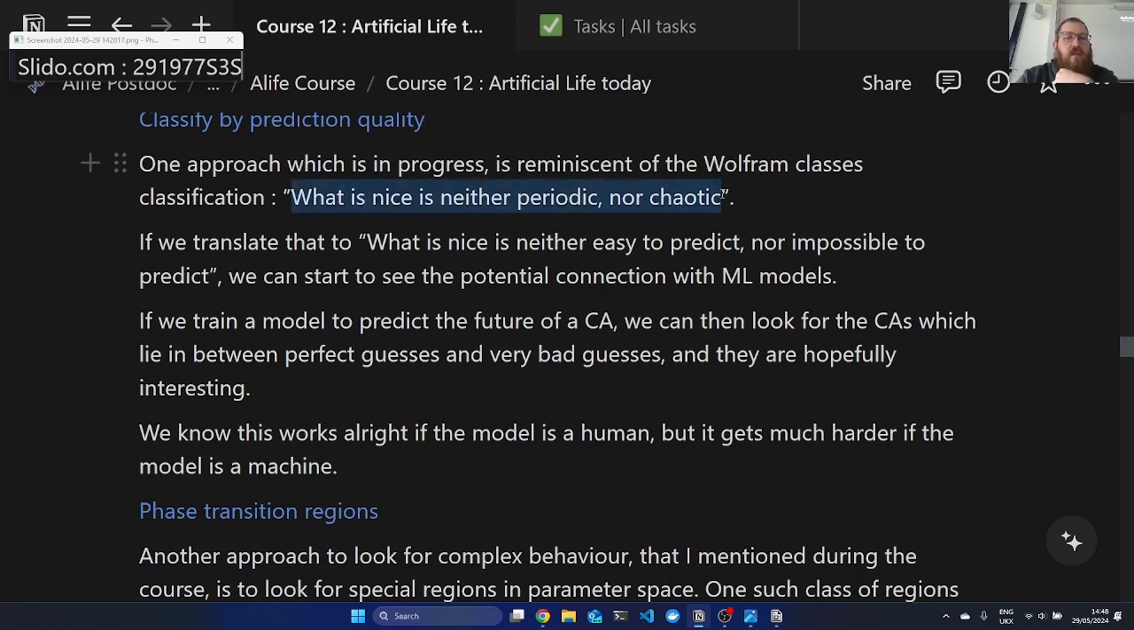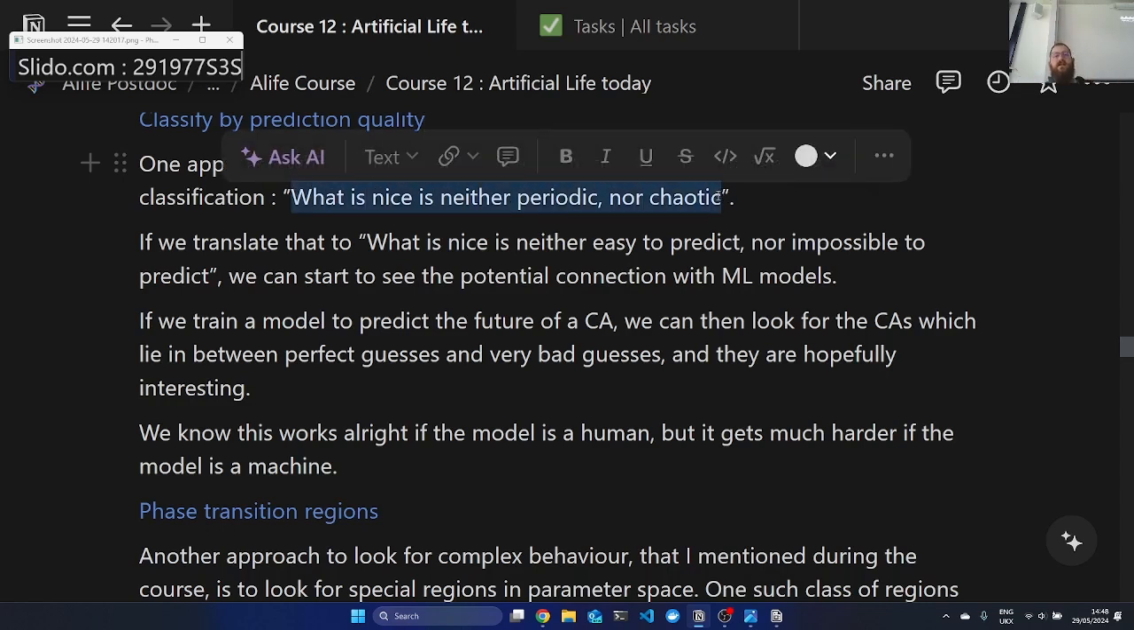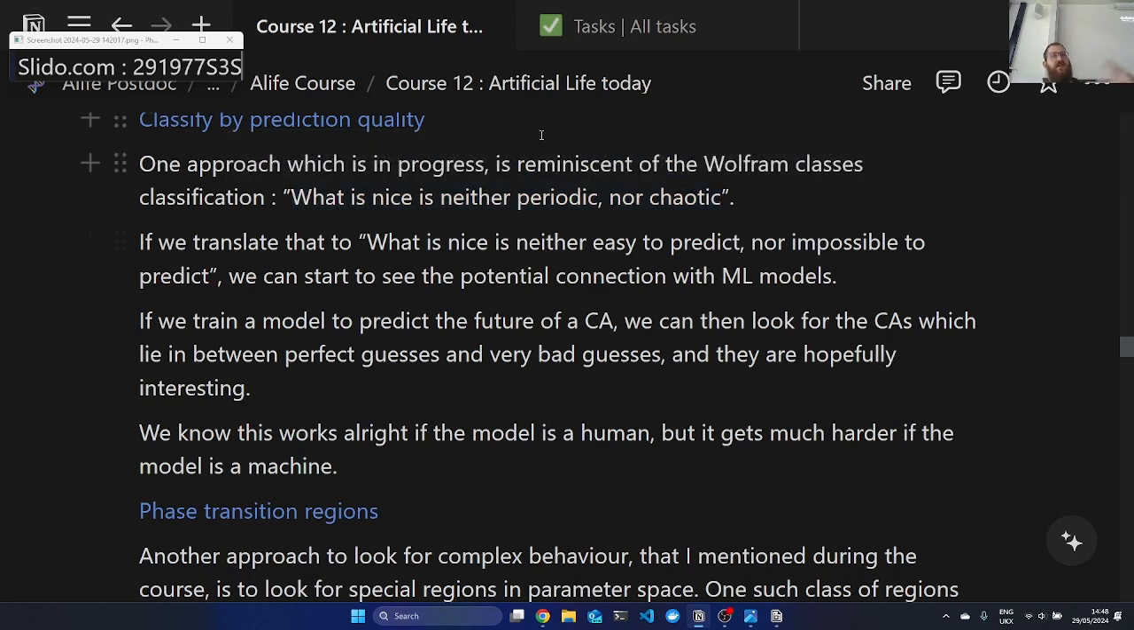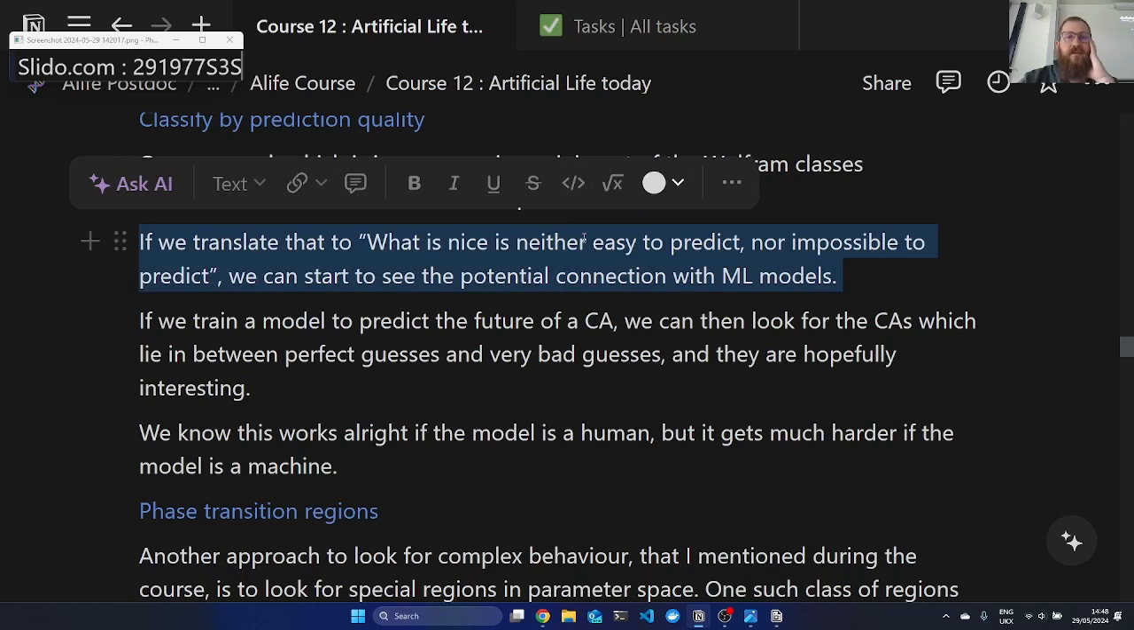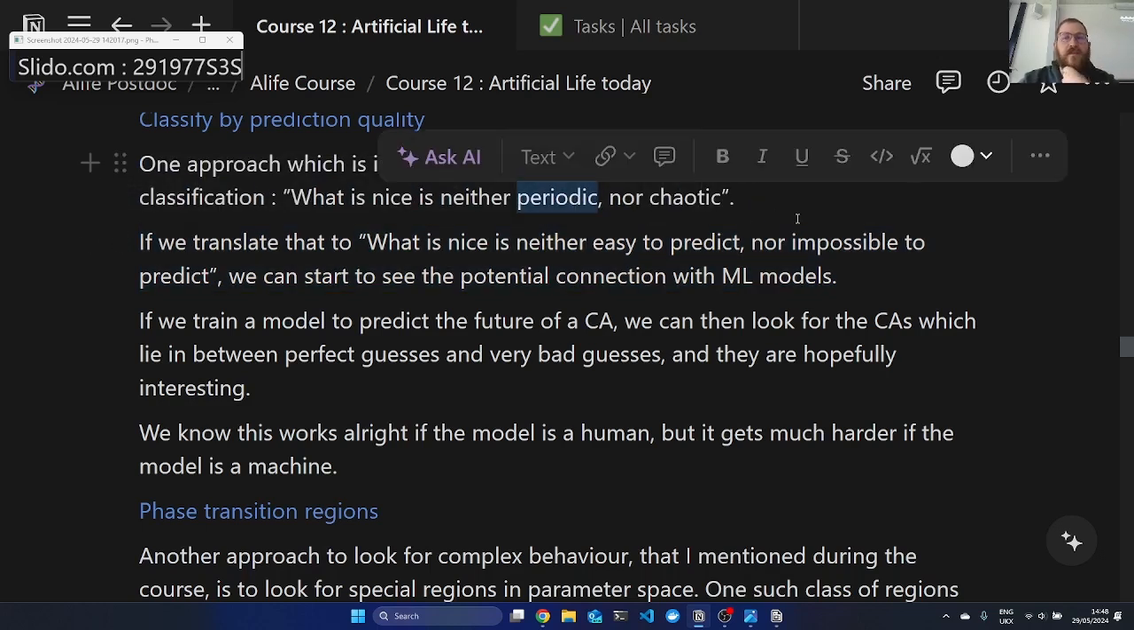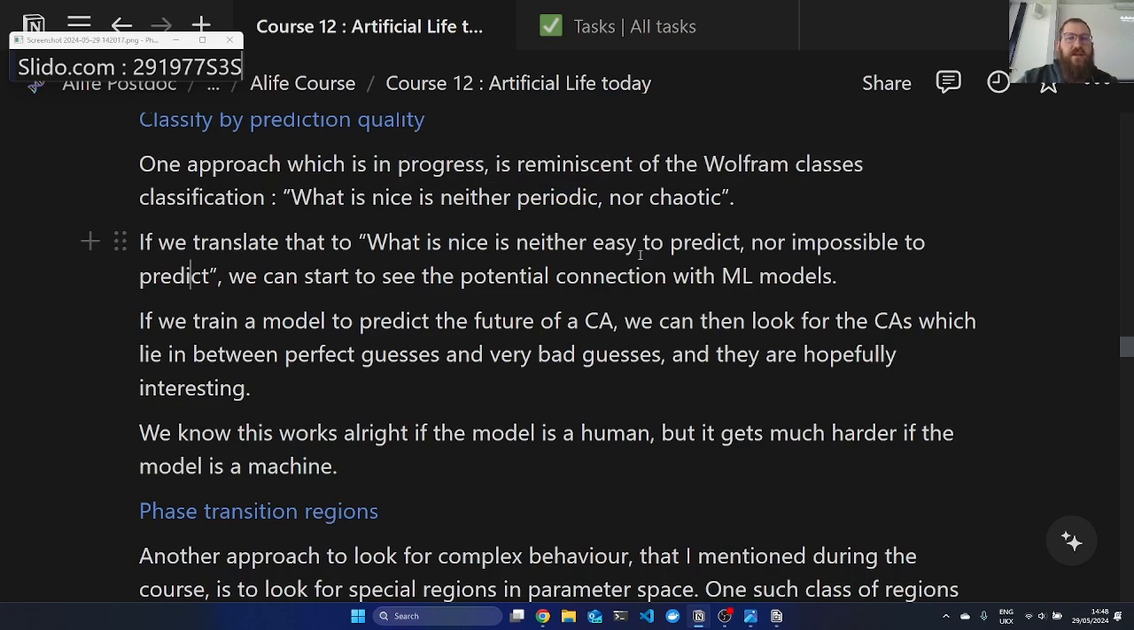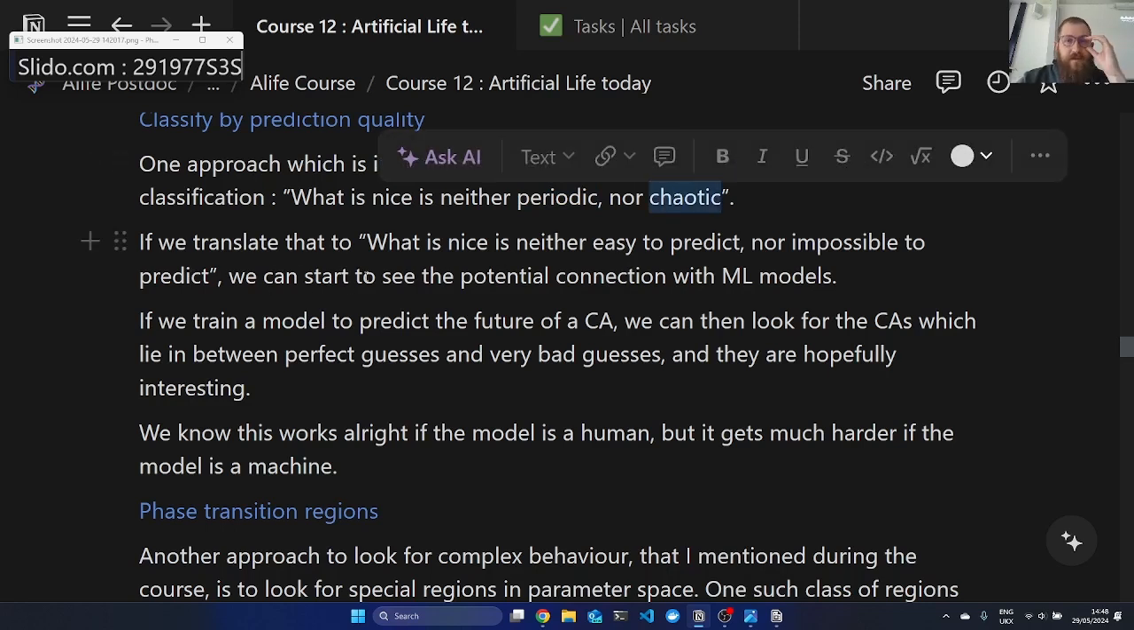So if you remember from the Wolfram classification, essentially what it tells us is that what is nice and interesting is things that are neither periodic, right, class 1 or 2, nor chaotic, which is class 3, right? If you are neither this nor this, you're necessarily interesting, according to these classes. So you can translate this to: what is nice and interesting is neither easy to predict, okay? Periodic things are easy to predict, nor impossible to predict, right? Chaotic things are impossible to predict.